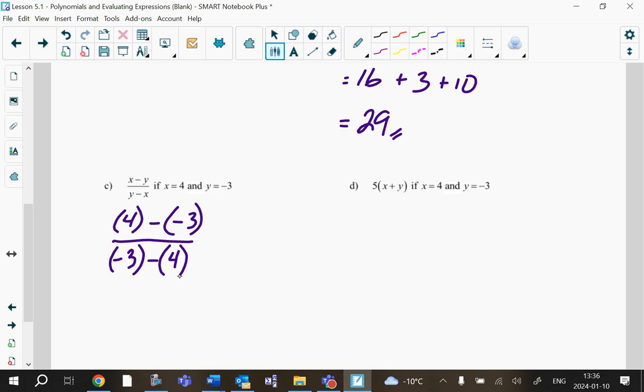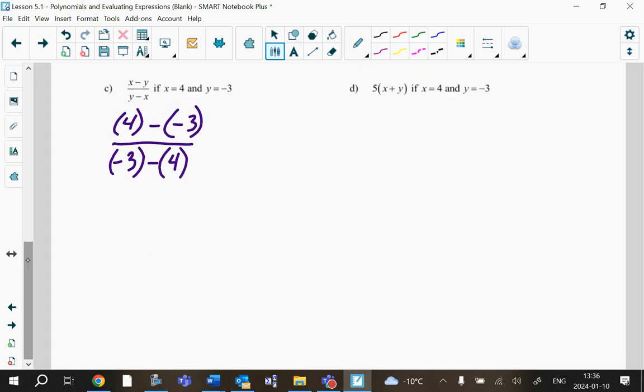And remember how to calculate these. You do everything up top, you do everything on the bottom, you divide at the end. So what's a simple way to write the top? 4 subtract -3, which is 7. And the bottom: -7. And therefore, 7 divided by -7 is -1.